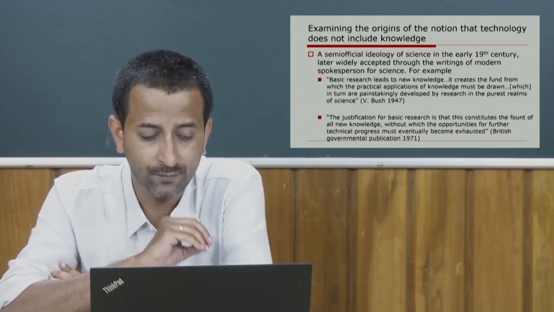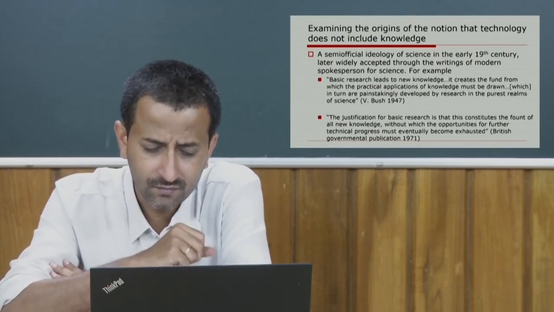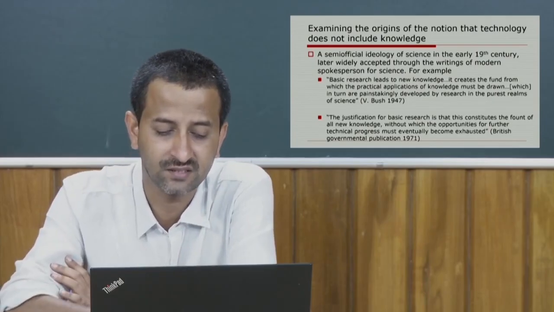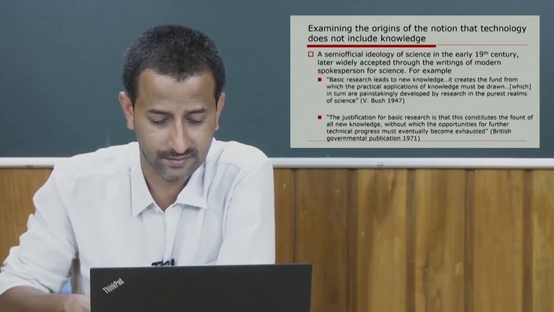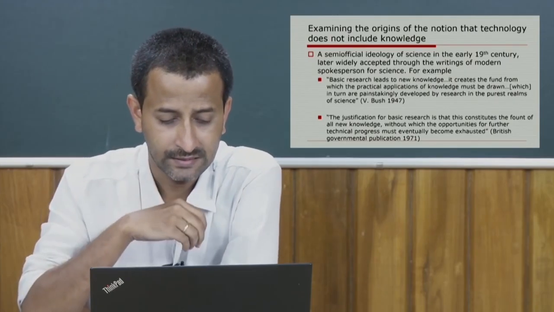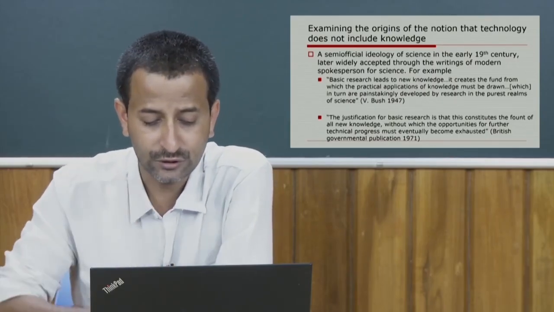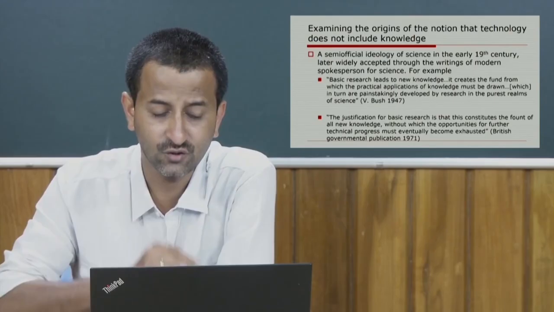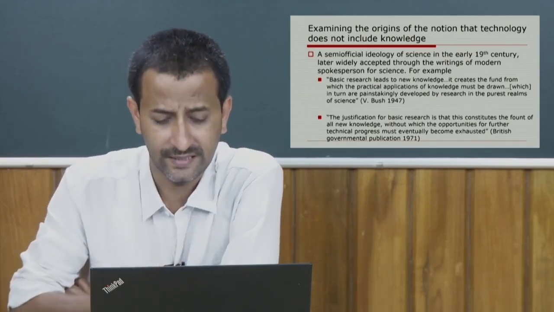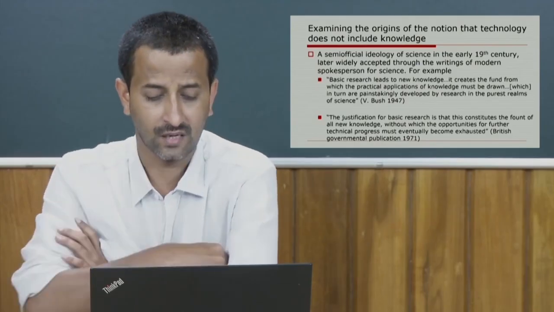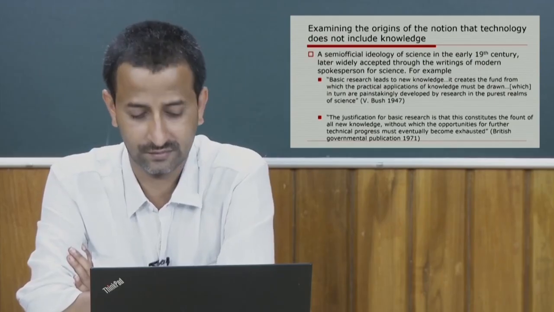New products and new processes do not appear full grown. They are founded on new principles and new conceptions, which in turn are painstakingly developed by research in the purest realms of science. A recent British governmental publication, expressing the same theory, maintains that the justification for basic research is that this constitutes the fund of all new knowledge without which the opportunities for our further technical progress must eventually become exhausted. Clearly, if basic science is the source of all new technical knowledge, then technology itself produces no new knowledge, and the technologist's role becomes that of applying knowledge generated elsewhere.